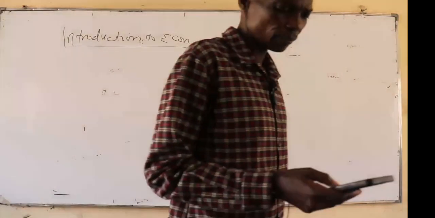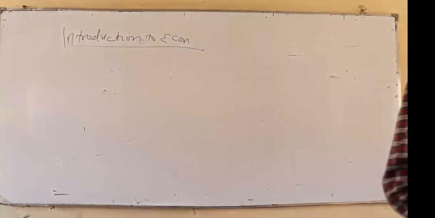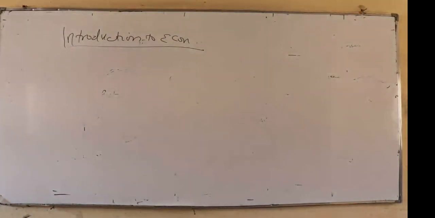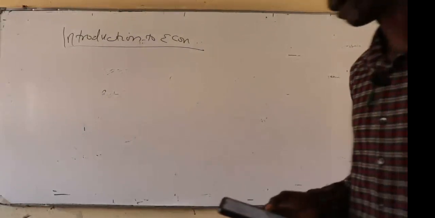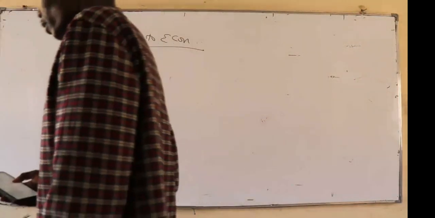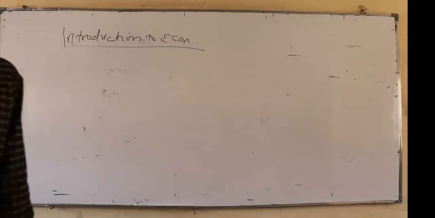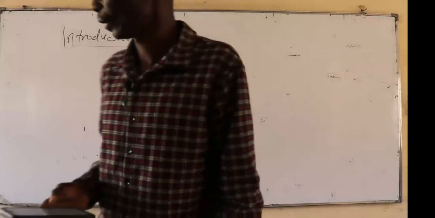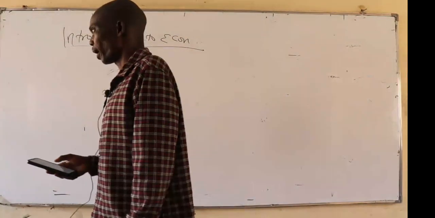So the next item of discussion, which I said we shall pick from when we come today, was the scope of economics. There we have already covered, in passing, the introduction part. So when we talk about the scope of economics, we basically talk about the branches of economics. The branches of economics are basically two, as captured in our course outline. That is micro and macro.